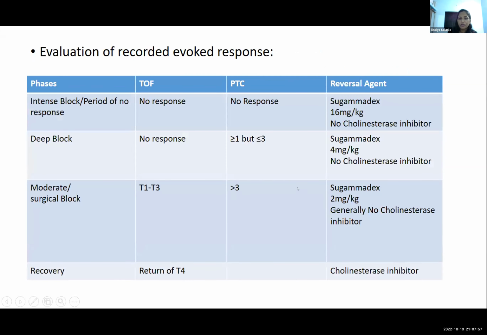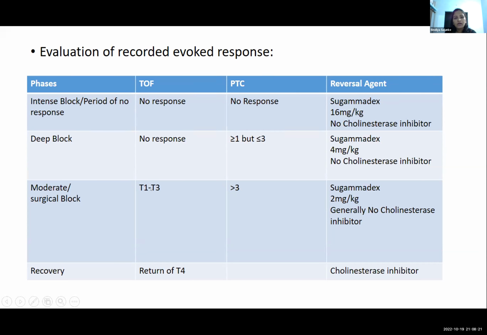So in evaluation of evoked potentials, there are 4 phases of block: intense block, deep block, moderate or surgical block, and recovery. In intense block, there is no response to the TOF or PTC, and only sugammadex 16 mg per kg should be used as the reversal agent. In deep block, there is no response to the TOF, but on PTC, 1 to 3 responses will be seen, and sugammadex 4 mg per kg can be used.